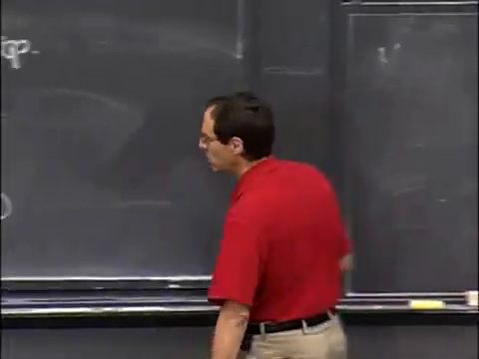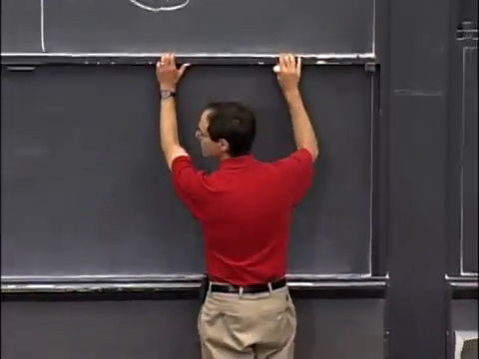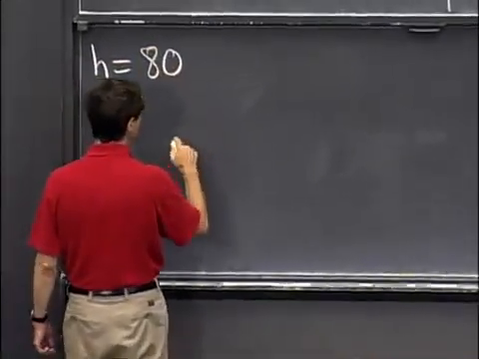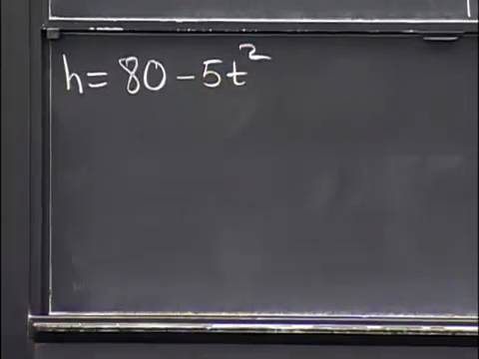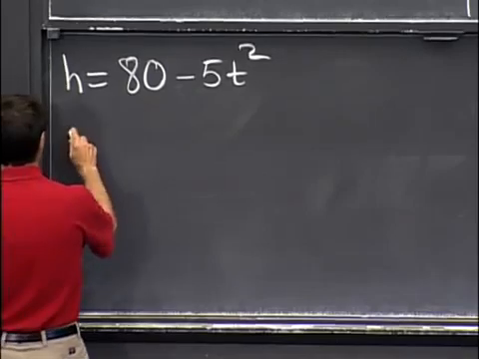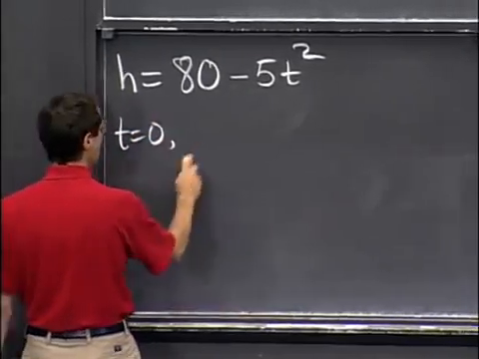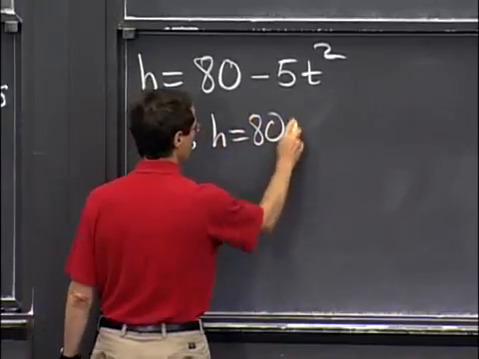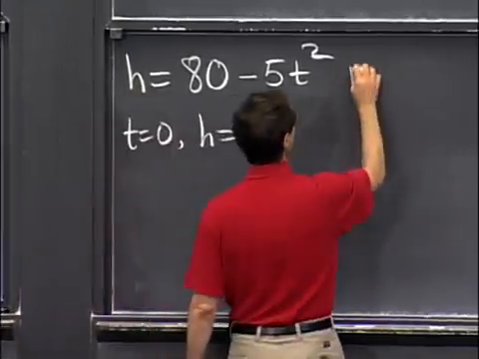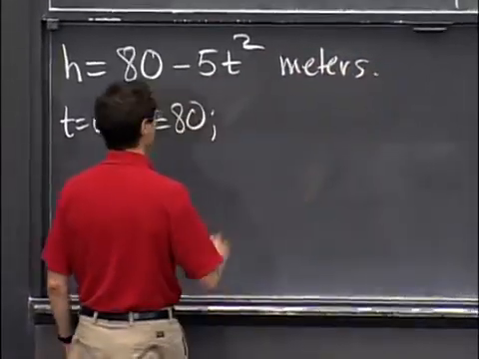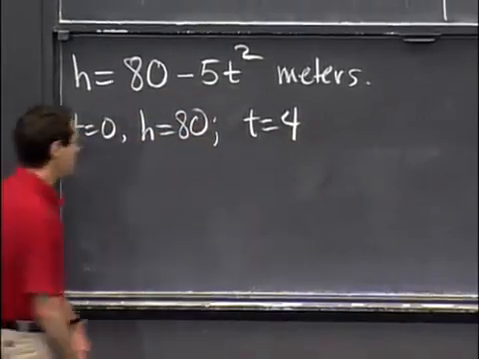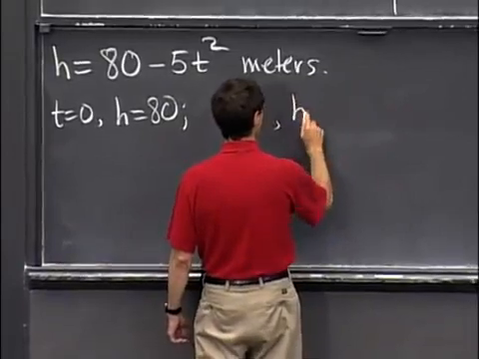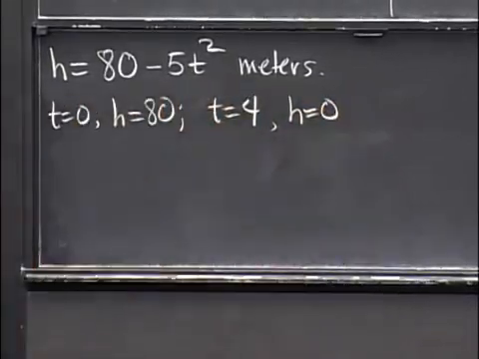Okay, so we have the height, which starts out at 80 meters at time 0, and then the acceleration due to gravity gives you this formula for h. This is the height. So at time t equals 0, we're up at the top. H is 80 meters. The units here are meters. And at time t equals 4, you notice 5 times 4 squared is 80. So I picked these numbers conveniently so that we're down at the bottom.